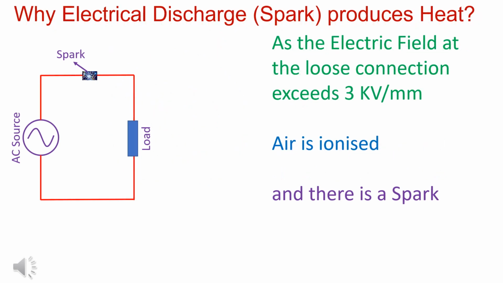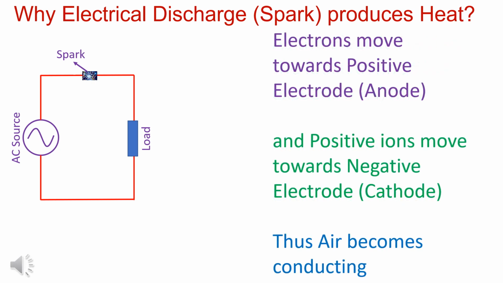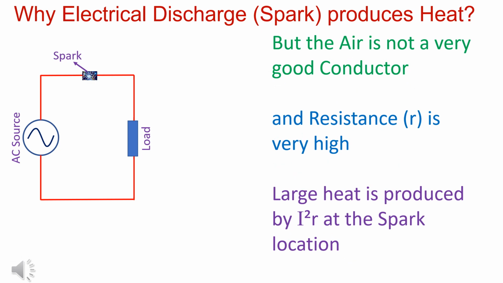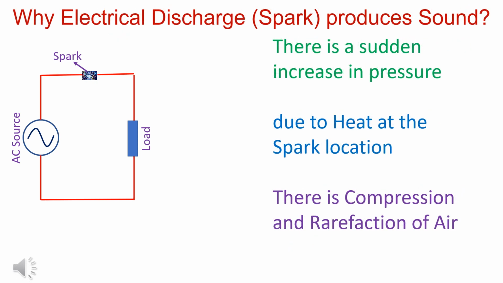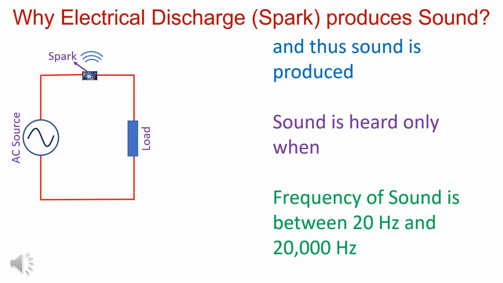Let us see why electric discharge produces heat. During discharge, electrons and positive ions move toward opposite direction. That is, air becomes conducting, but the resistance of air is very high. This results in large heat due to large I squared R loss. Let us see how electric discharge produces sound. There is sudden increase in pressure due to heat. There is compression and rarefaction of air. Thus, the sound is produced.